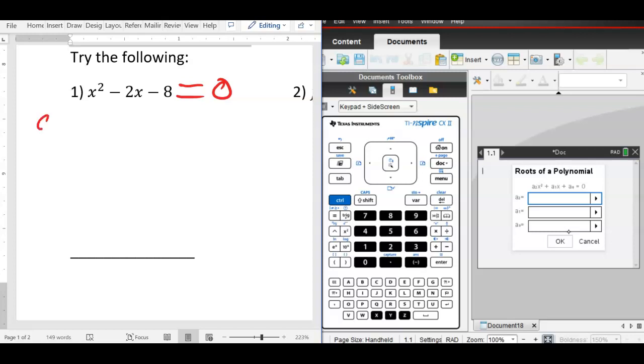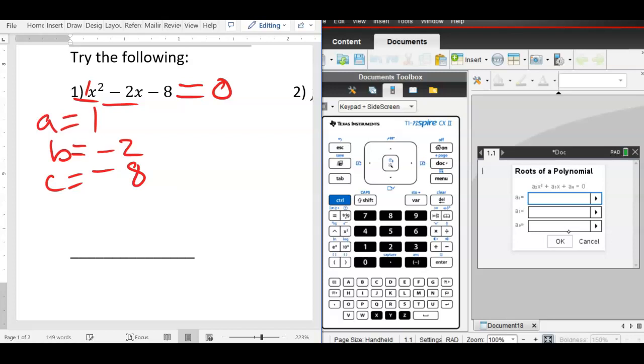Now, A equals, B equals, C equals. What is A if there's nothing in front of x squared? Okay, there's an implied 1, right? What's B? Negative 2. Please don't forget the sign, or it'll make you cry, because you get the wrong answer. What about C? Negative 8.